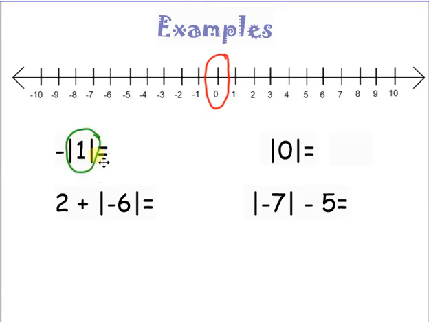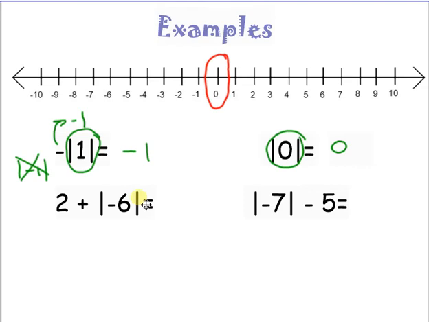So this says negative absolute value of 1. I circled my absolute value bars. What is the absolute value of 1? 1. But then I have this negative outside, so I have to add it to the 1. So -1. There's a difference between negative absolute value of 1 and the absolute value of -1. I am not asking you this. I'm putting the negative outside the bars on purpose. All right, what is the absolute value of 0? How far is 0 away from 0? 0.